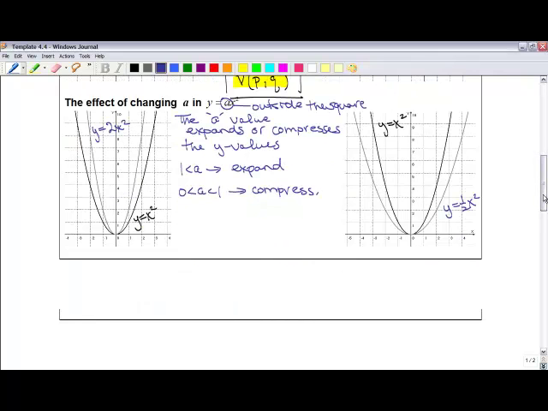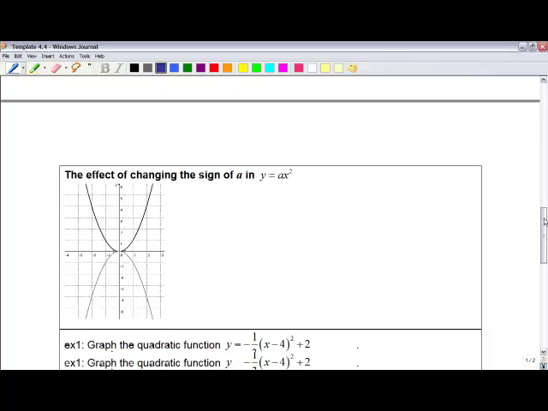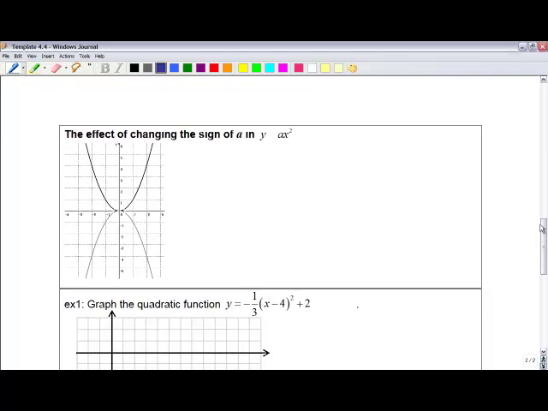Perfect. So let's go to what happens when a is negative. Here we have the effect of changing the sign of a. My two graphs here are y equals x squared, and in blue, y equals negative x squared in this case. Again, the a value is outside. When it's negative, it's going to change the y values.